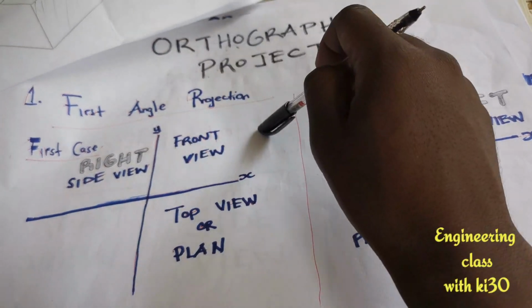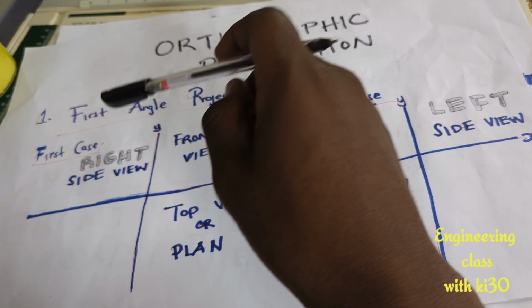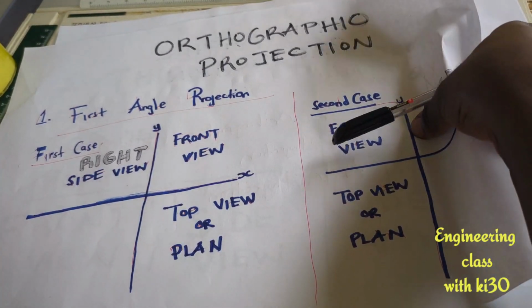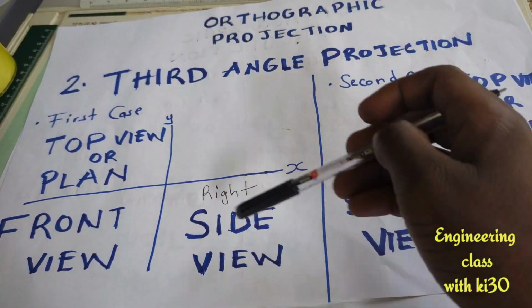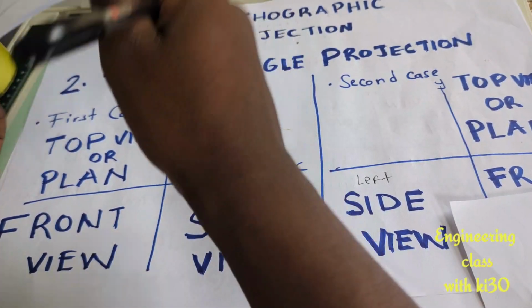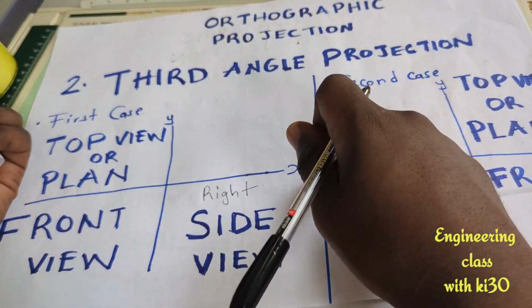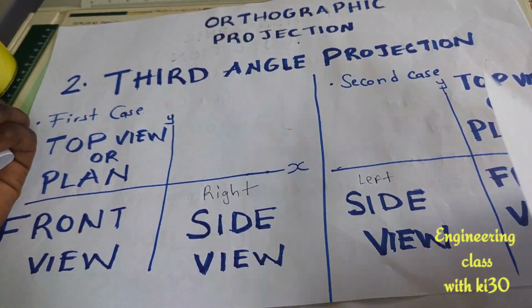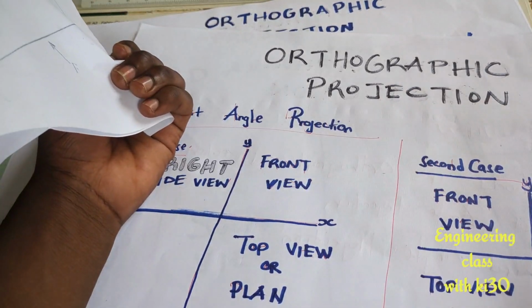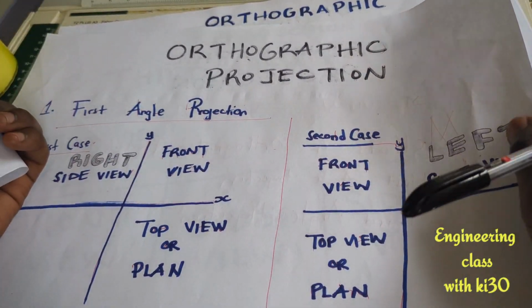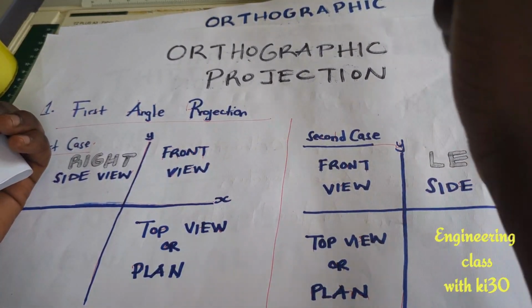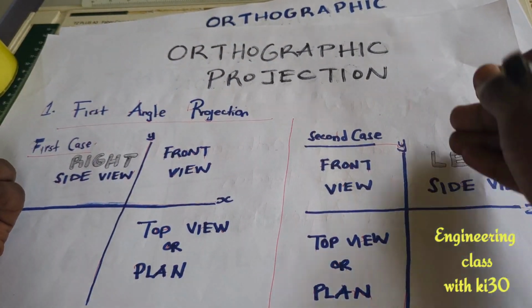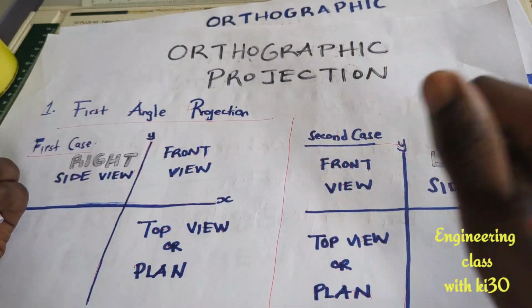But for the first angle projection, the right view is always placed at the left of your y and x axis. But for the third angle projection, the right view is always placed at the right side of your x and y axis. You see, on third angle projection, the right is at the right, but for the first angle projection, the right is always at the left. But also for the first angle projection, the left is always at the right. See, this is my right hand, and this is my left hand. So the left is always portrayed at the right side.